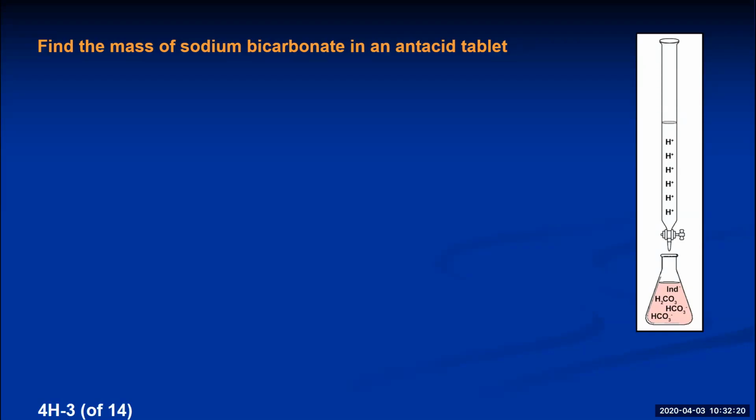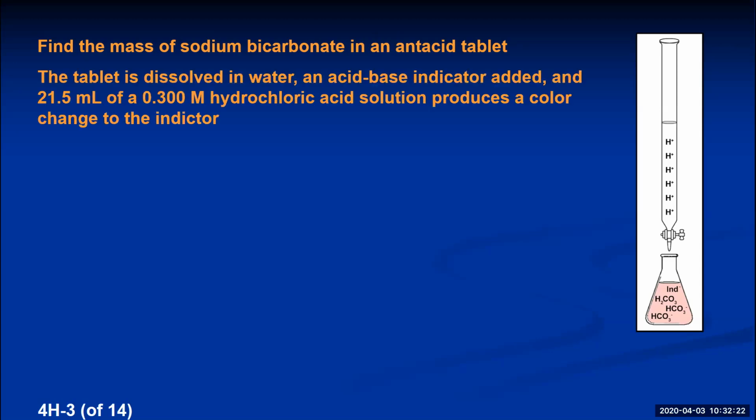So this is what we would do. Let's describe maybe an experiment which did this. Let's say the antacid tablet is dissolved in water, an acid-base indicator is added, and then it took 21.5 milliliters of a 0.300 molar hydrochloric acid solution. So it's a solution of known concentration. That's a standard solution. And that produces a color change to the indicator. In this case, the indicator would go from pink to colorless.